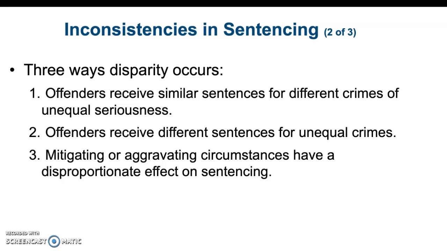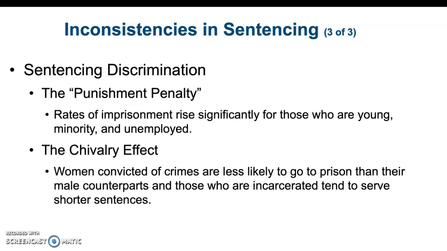So three ways disparity occurs: offenders receive similar sentences for different crimes of unequal seriousness. So again, that unfairness of the verdicts. Offenders receive different sentences for equal crimes, and mitigating or aggravating circumstances have a disproportionate effect on sentences. You can remember the case at Stanford where the guy raped the unconscious student and basically got probation, Brock Turner. So that was a mitigating circumstance, but in his favor as opposed to hers.